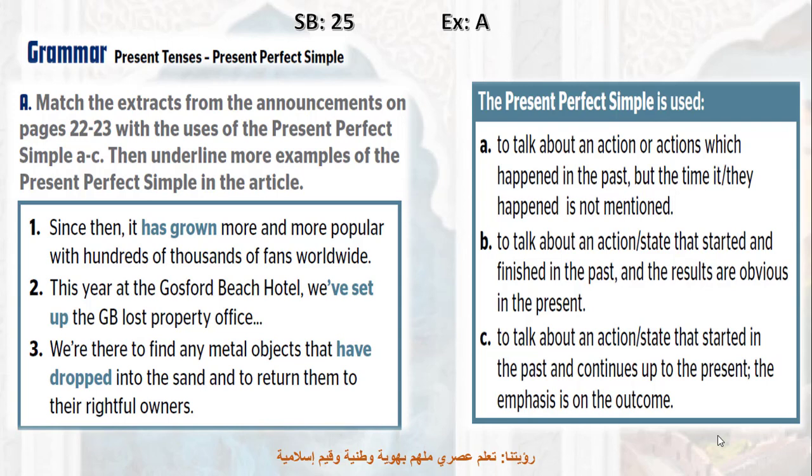Okay, that's right. Number 2. Okay. Number 3 is A. This is the present perfect simple use.